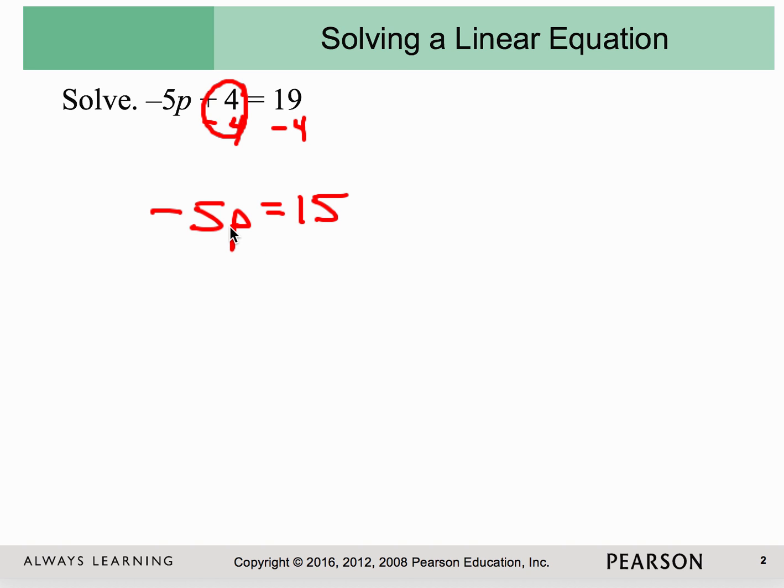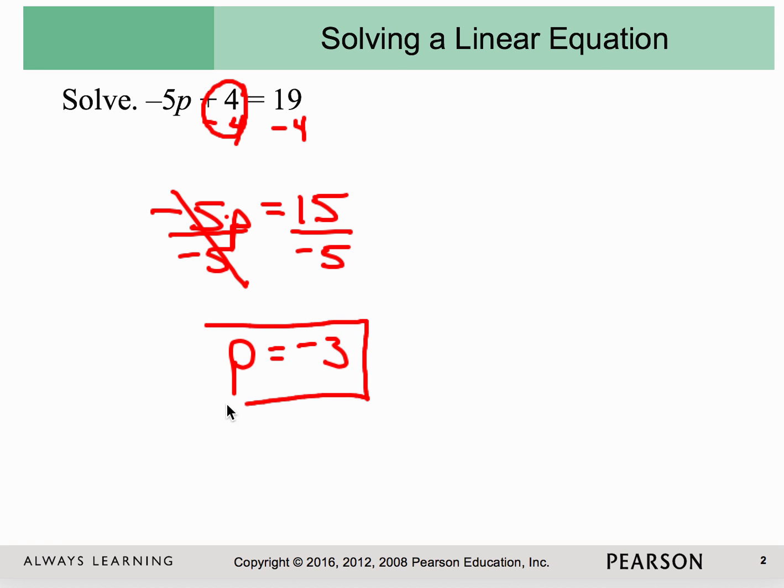Then undo anything being multiplied to our variable. Since I have negative 5 times p, if I divide by negative 5 to undo that multiplication, as long as I do the same thing to both sides, negative 5 divided by negative 5 is 1p, and 15 divided by negative 5 is negative 3.